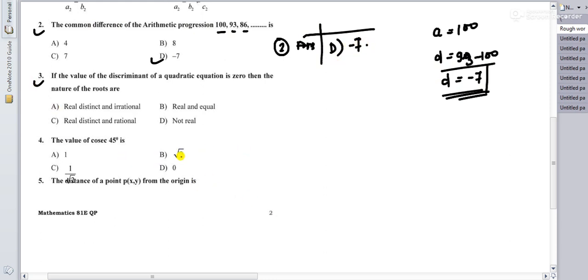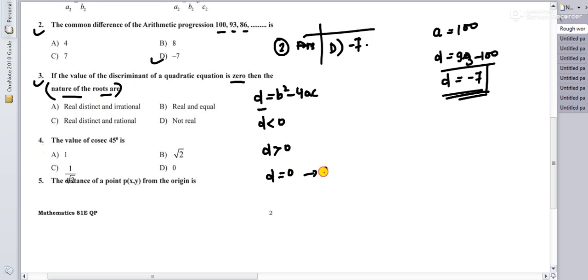Next, question number 3. If the value of the discriminant of a quadratic equation is 0, then the nature of roots is dash. So you have D equal to b square minus 4ac. We call this the discriminant. Now if it is less than 0, more than 0, or equal to 0, we have the nature of roots for them. For 0, it is real and equal. Remember this, real and equal.